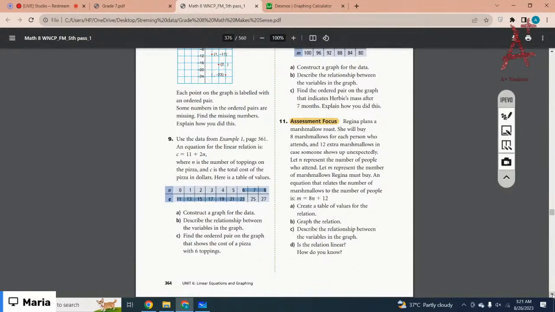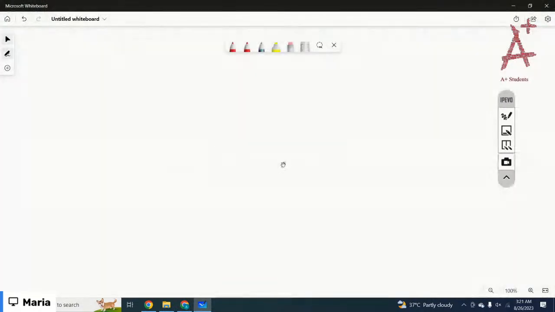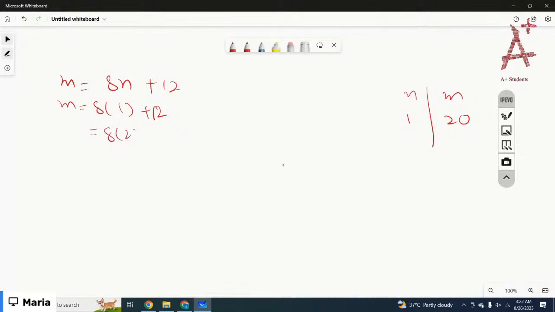Okay, let's just calculate the table of values. m equals 8n plus 12. Okay, here I'm going to make a table with n and m. n is 1. 8 times 1 plus 12, 12 plus 8 is 20. When n is 1, m is 20. When n is 2, 8 times 2 is 16. 16 plus 12 is 28.